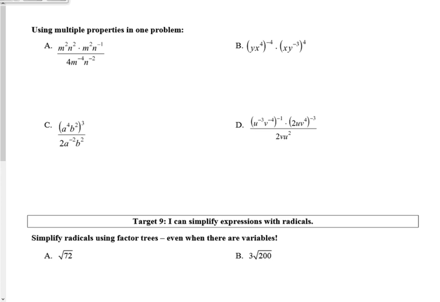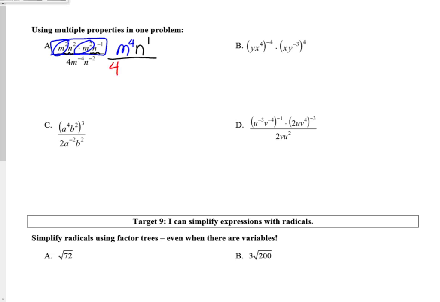When I look at this first problem, I notice up top in my numerator, I can simplify some stuff. I can multiply m squared by m squared. I'm multiplying with the same base, so I add my exponent, so I get m to the 4th. I have n squared times n to the negative 1. Again, I'm multiplying with the same base, so I can add the exponents, and I get n to the 1st. In my denominator, I'm going to keep that 4 down there.